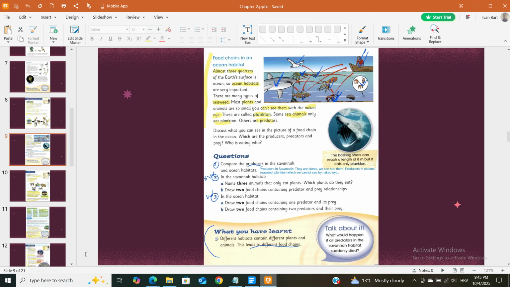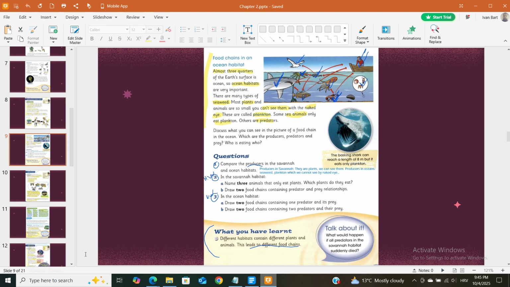A. In the savanna habitat, name 3 animals that only eat plants. Which plants do they eat? B. Draw 2 food chains containing predator and prey relationships. In the ocean habitat, A. Draw 2 food chains containing 1 predator and its prey. B. Draw 2 food chains containing 2 predators and their prey.